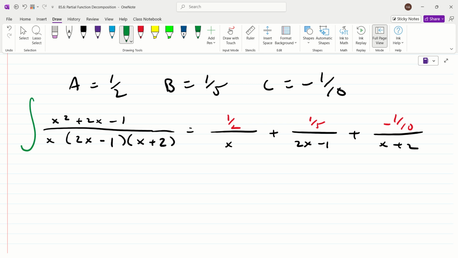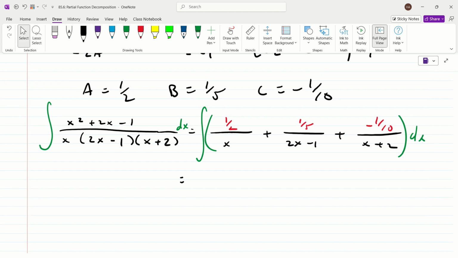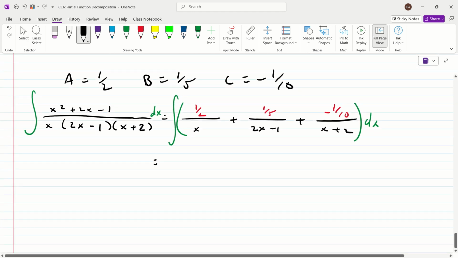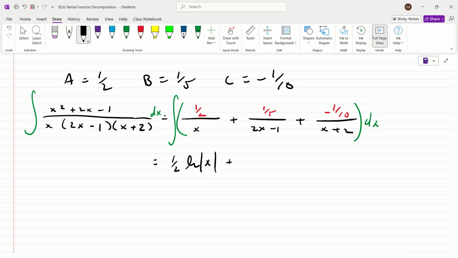And we wanted to take the antiderivative of this with respect to x, so it would be equivalent to taking the antiderivative of that with respect to x. And this integral we can do rather trivially now. The antiderivative of 1/2 over x is 1/2 natural log absolute value of x. The antiderivative of the second term is natural log absolute value 2x minus 1 with a 1/5 in the front. Don't forget that. And for the last one, -1/10 natural log absolute value x plus 2. Add a plus c, and we're all set.